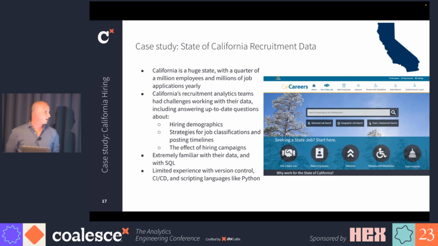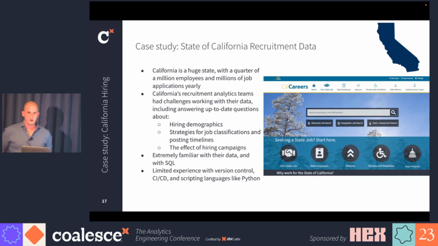Along with those millions of job applications, there are also hundreds of millions of hiring-related events that are tracked in big transactional databases. This is a large enough amount of data that the state's recruitment analytics teams were having some challenges working with it. They had questions about demographics. They would have strategic questions about the effectiveness of certain hiring campaigns or how long to keep a job posting open.